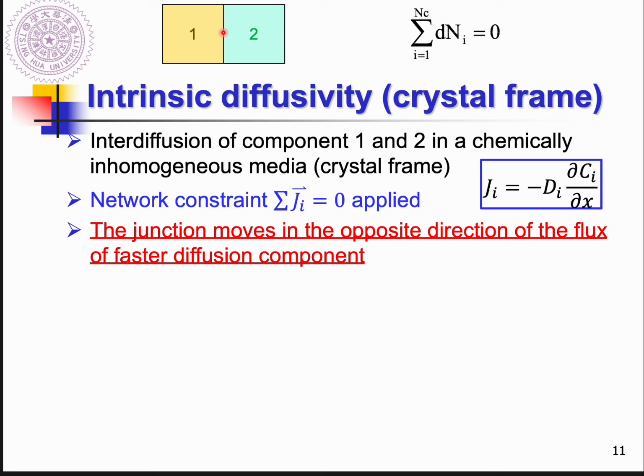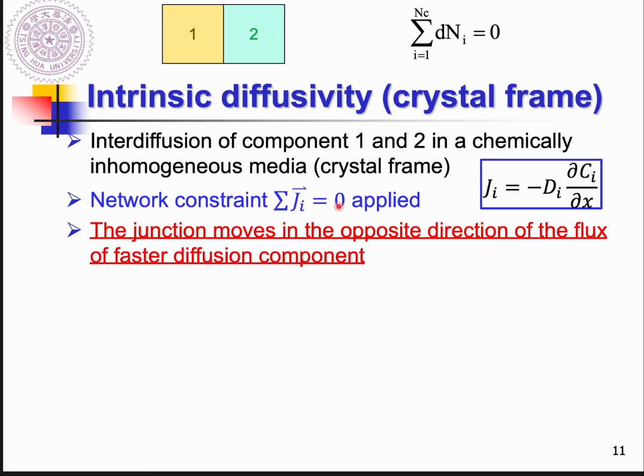And as we mentioned, that's a very important constraint we call the network constraint. If you divide it by the time period and also the area, you can get the other form of the network constraint: the summation of total flux equals 0, or some people call it the net flux. Net flux inside this material at any specific plane equals 0.